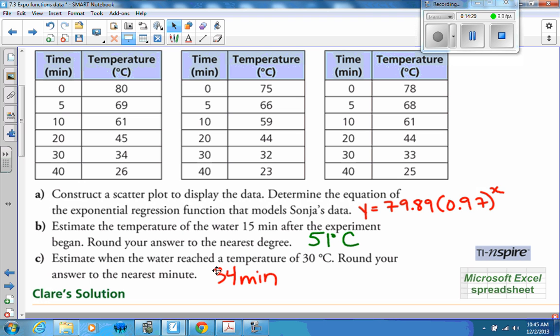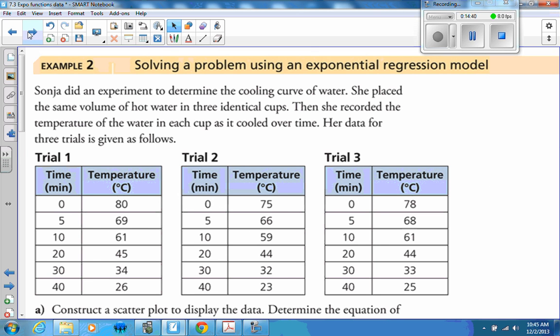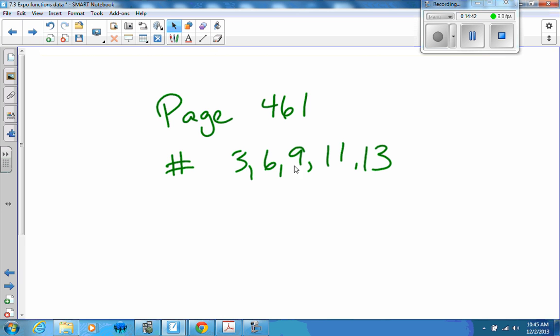And that's it for exponential functions. The next 2 units we're going to look at are logarithmic functions, and then you're done the course. So questions you want to practice on are page 461, question 3, 6, 9, 11, and 13.